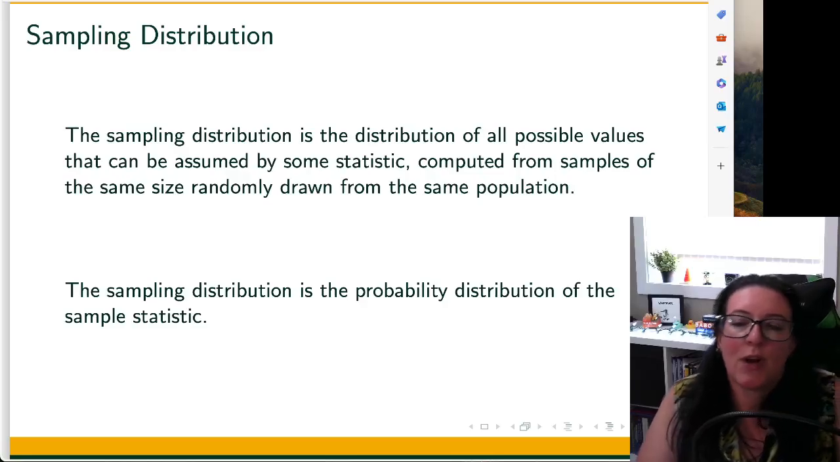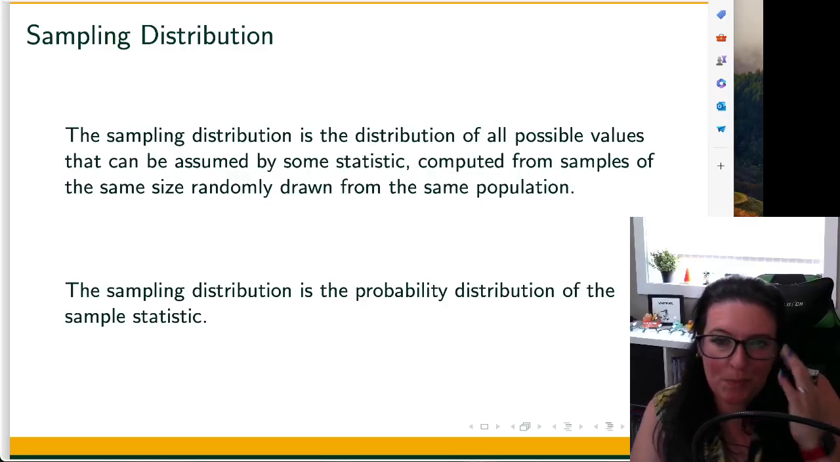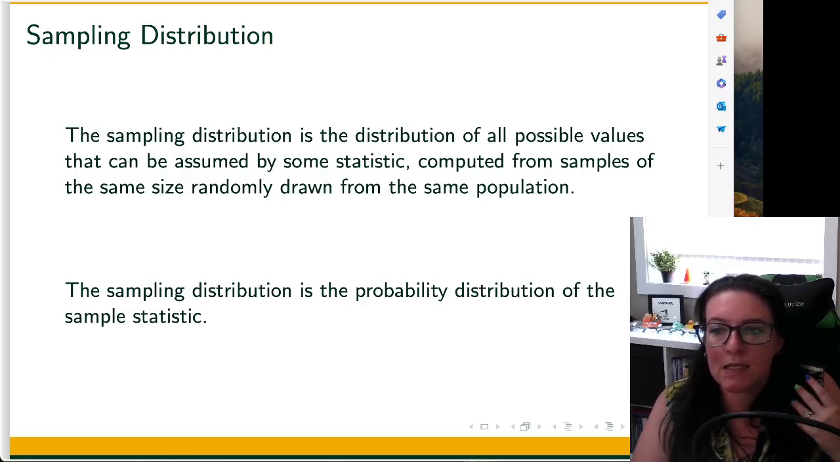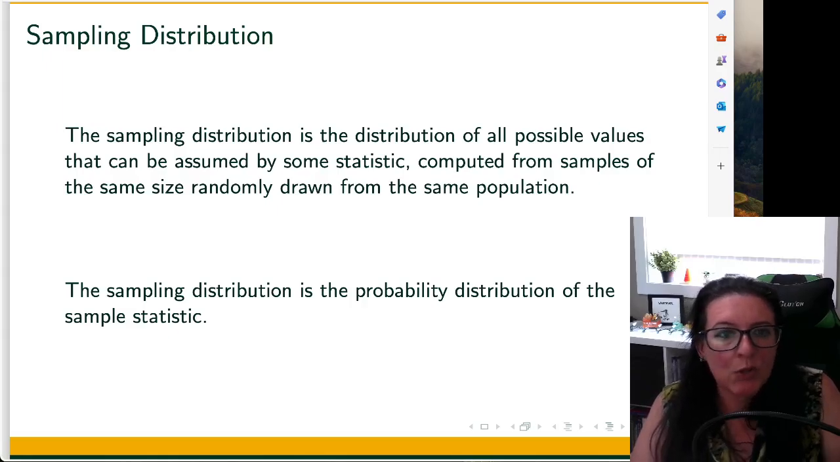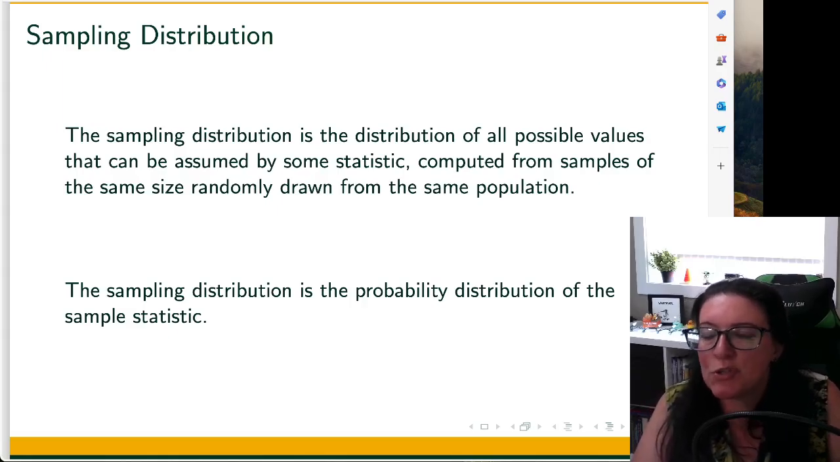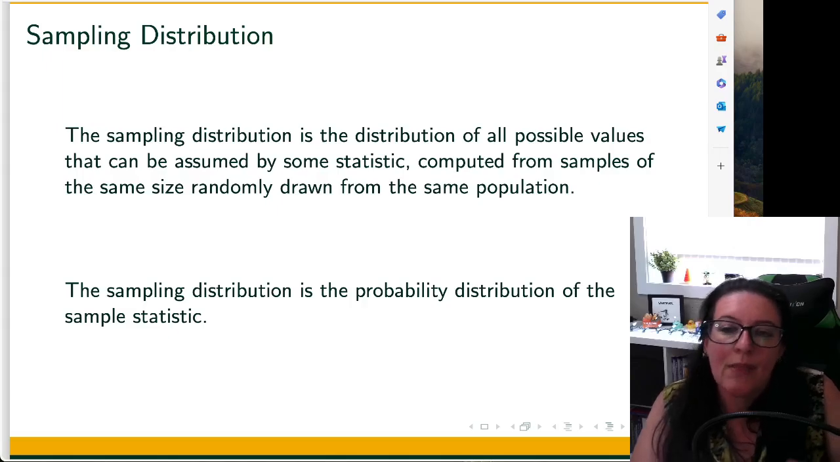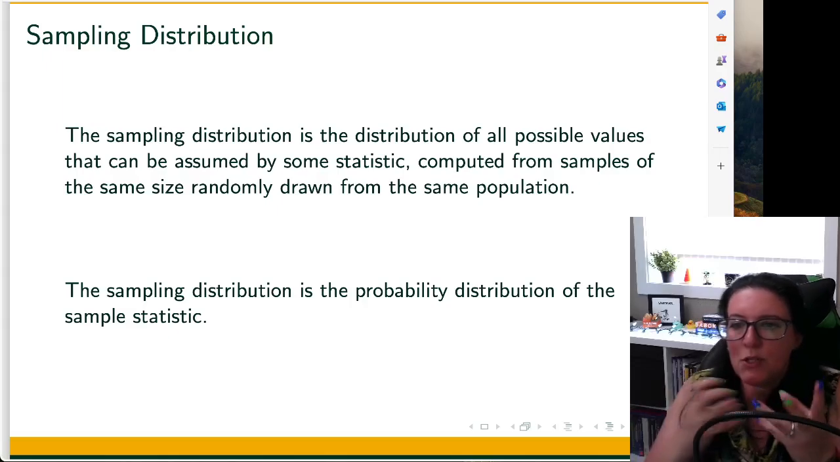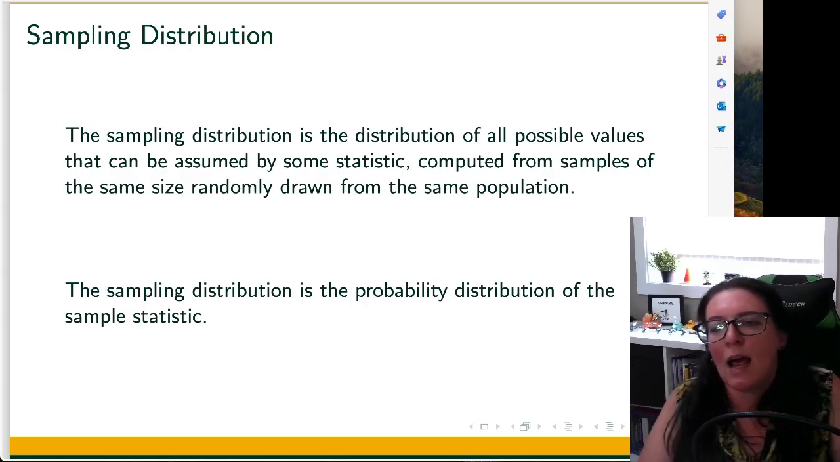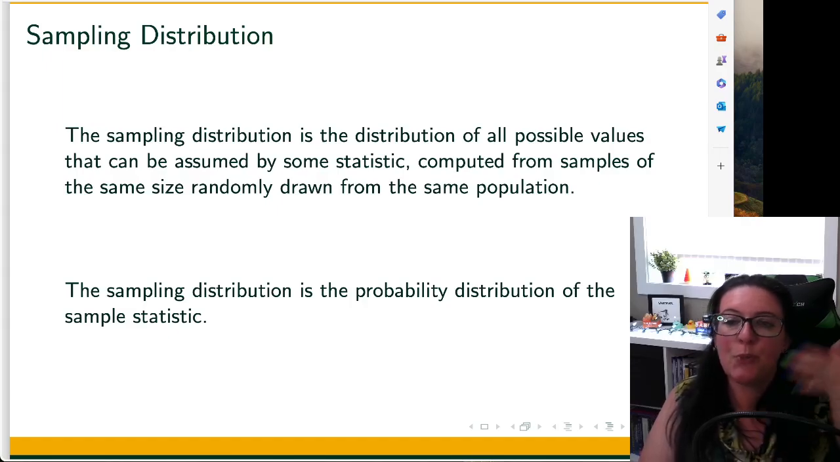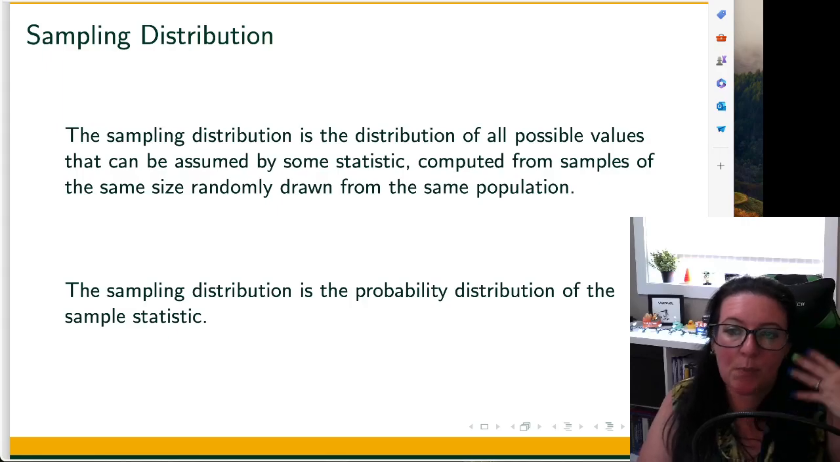So we're trying to create a sampling distribution so that we can take samples and extrapolate to the greater population. Our sampling distribution is the distribution of all possible values that can be assumed by a sample statistic, and we're computing that from samples of the same size. So we're taking a bunch of different samples of the same size, and we are randomly drawing them from the same population to better understand that population parameter.